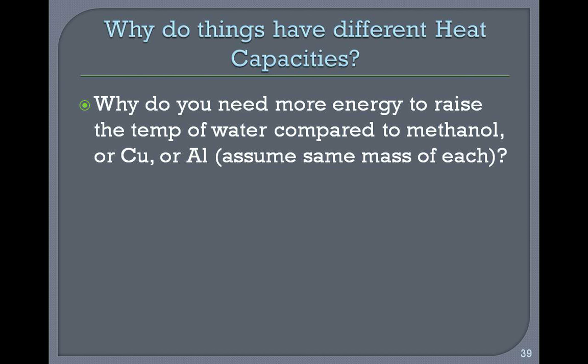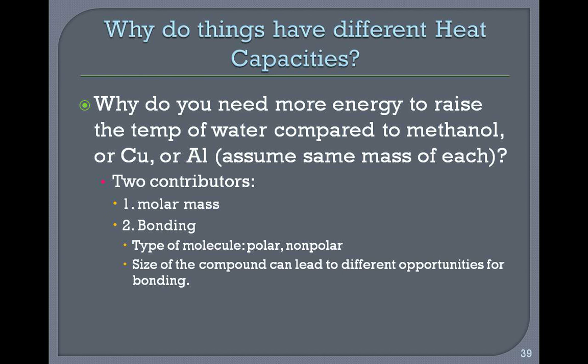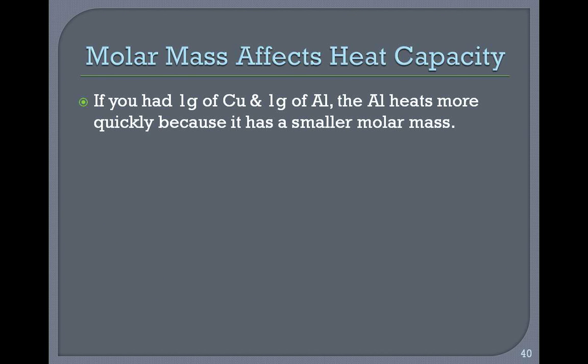Why do things have different heat capacities? Why do you need more energy to raise the temperature of water compared to methanol, or copper or aluminum? Assume same mass of each. So two contributors: molar mass and bonding. And in bonding, there's the type of molecule, polar or nonpolar, and the size of the compound can lead to different opportunities for bonding. So molar mass affects heat capacity.